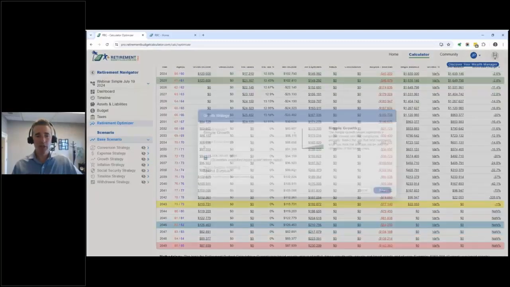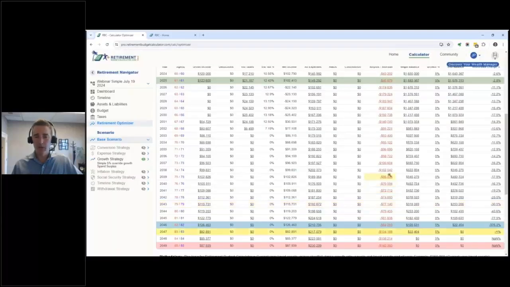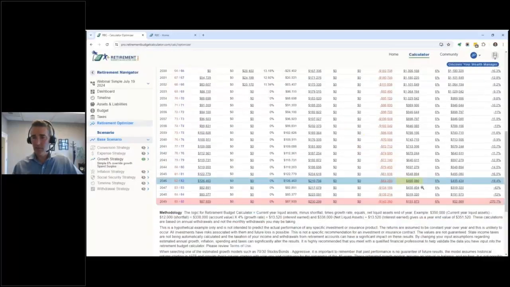Maybe we want to change our growth strategy and say, what would happen if we got 5% per year? Oh, 5% gets us all the way down to age 82. Or we could come back in here and say, what if we get 6% per year? 6% gets us all the way to age 85.